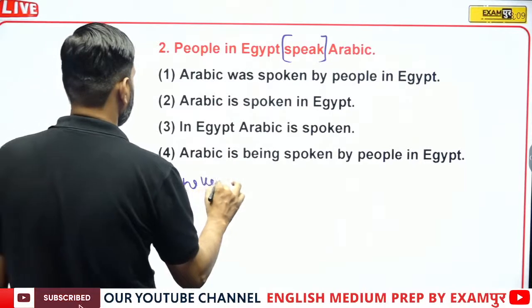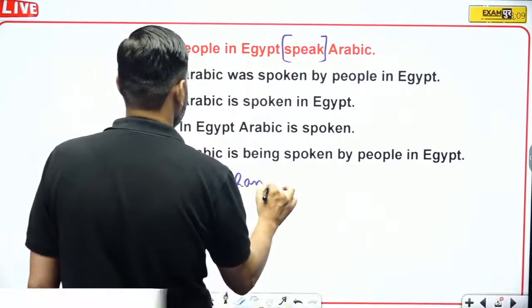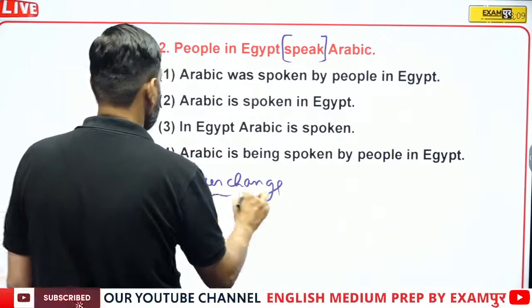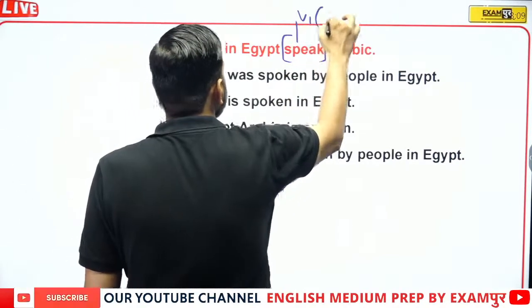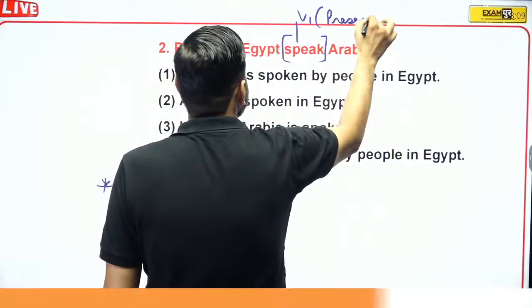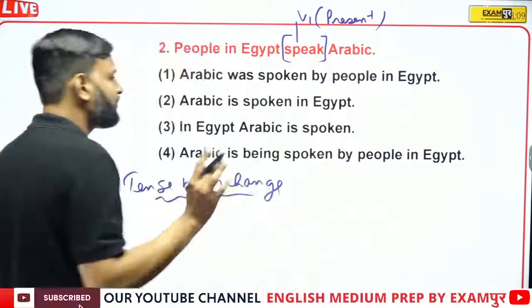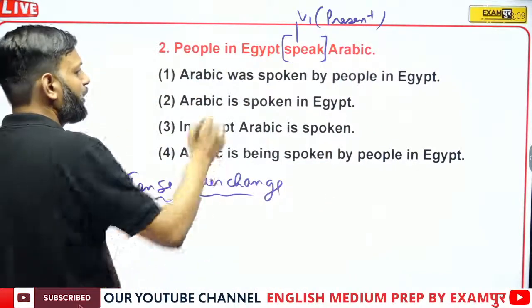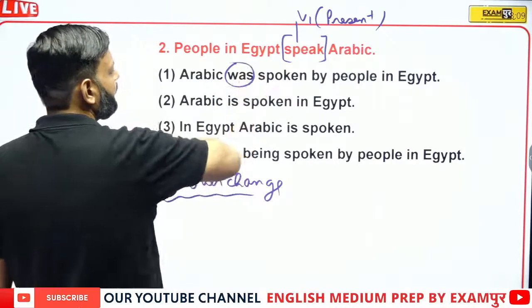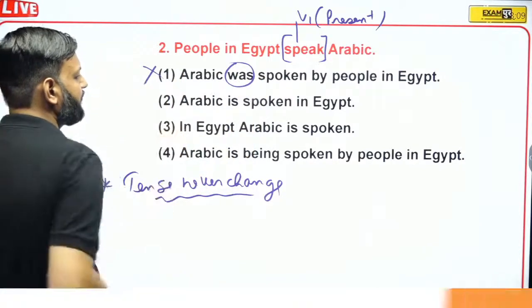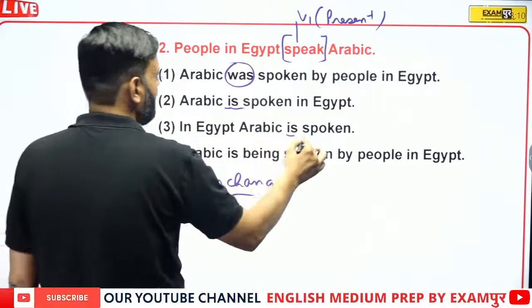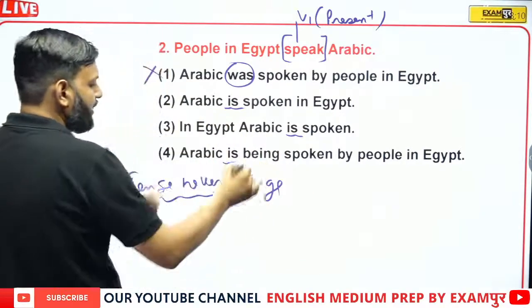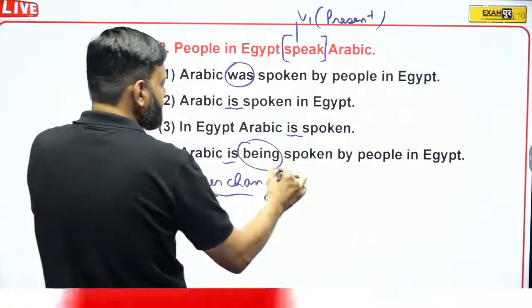Tense never changes. So here we have first form of verb, which is present. Now if the active sentence is present, it can never be past. So here we have was, which is past. Eliminate this. Now here is and is, but here is followed by being, which is continuous.